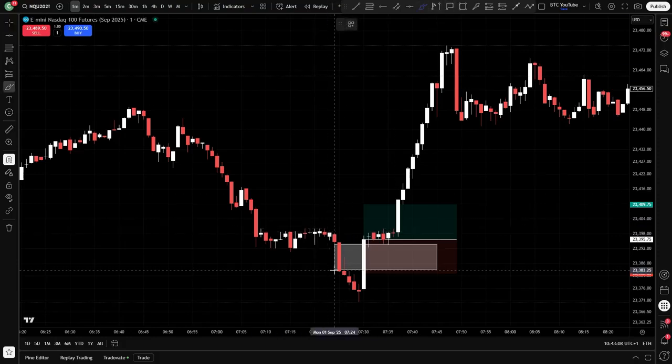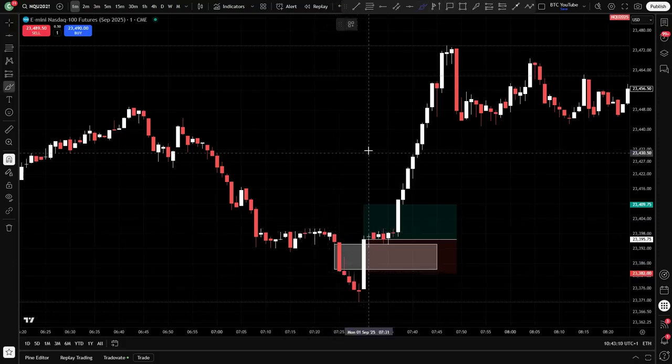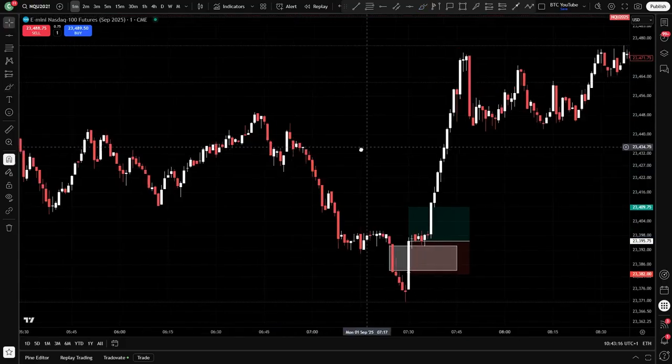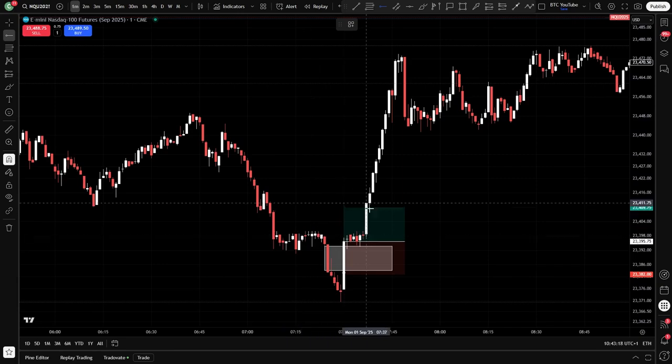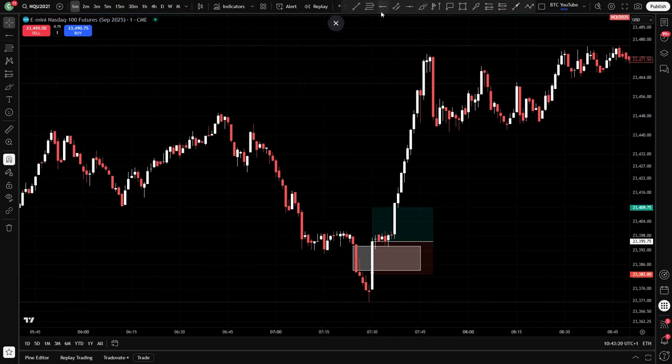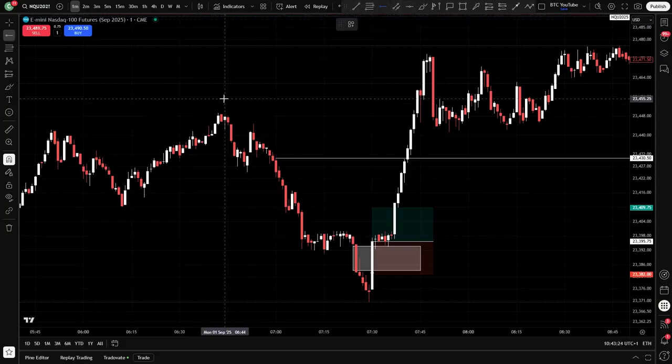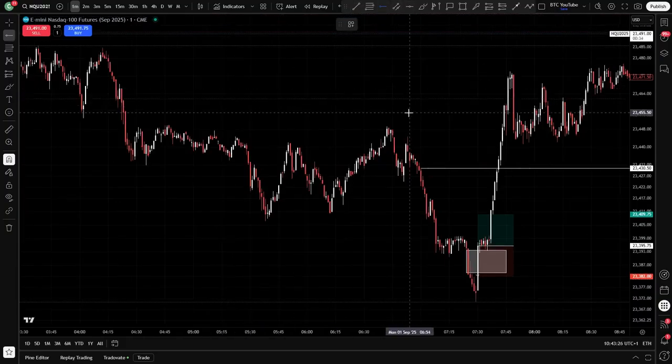I would have entered if I was awake for this. Sadly, I was asleep. But as you can see, lovely candle back to the upside, waiting about 5 minutes, and then we started running back up through the V shape. I would have had my 1-for-1 here. I would have gone break even on the rest. Probably had a target back about halfway up through the V shape and then at the high.